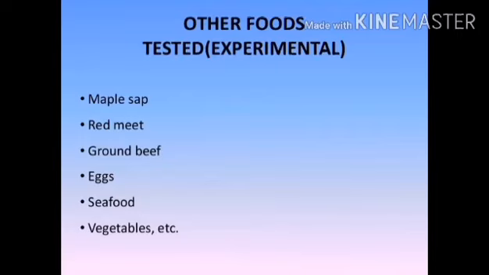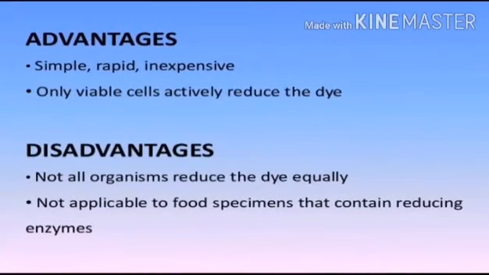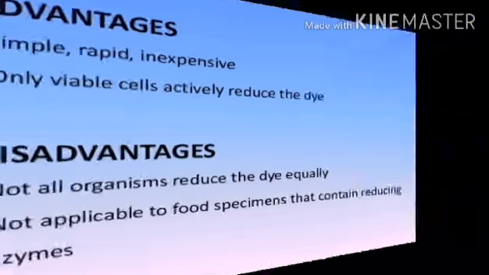MBRT and the resazurin test are also used to check the quality of other foods like maple sap, red meat, ground beef, egg, seafood, vegetables, etc. Advantages of the methylene blue reduction test and resazurin test: both tests are very simple, rapid, and inexpensive. Only living or viable cells actively reduce the dye. Disadvantages: not all organisms reduce the dye equally, and the tests are not applicable for foods which contain reducing enzymes.